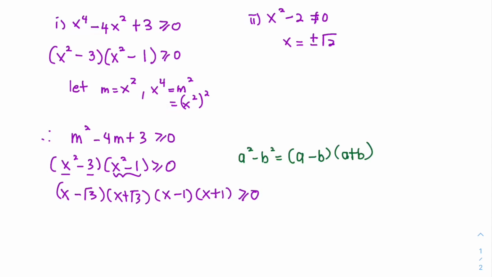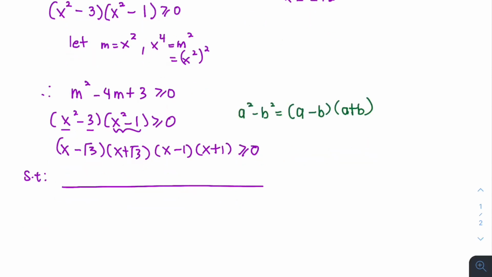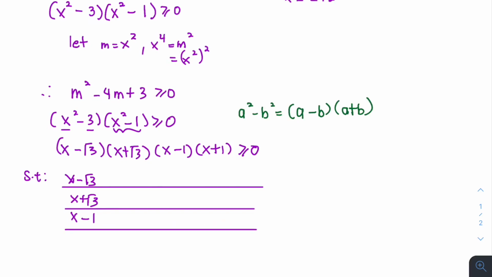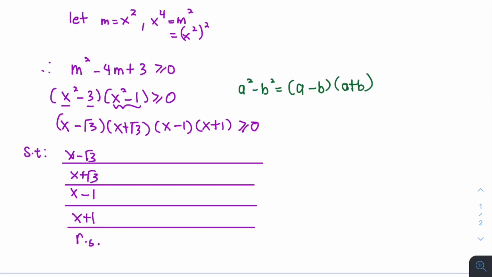Once you have the 4 factors, how to solve it is you can do the sign table. So you have x minus square root 3, x plus square root 3, x minus 1, and then x plus 1, and the last part will be your resulting sign. Over here you have 4 factors, meaning 4 zeros. The zeros are square root 3, minus square root 3, 1 and minus 1.